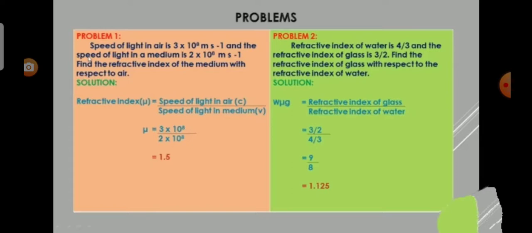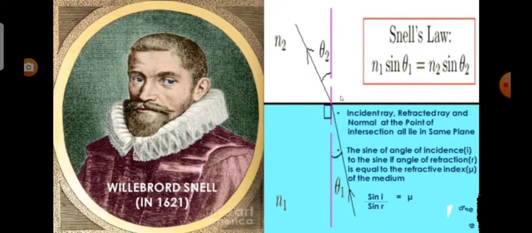So the next problem: the refractive index of water is 4 by 3 and the refractive index of glass is 3 by 2. Now find the refractive index of glass with respect to water. The solution: w mu g equals the refractive index of glass divided by the refractive index of water. So that is equal to 3 by 2 divided by 4 by 3, which equals 9 by 8. So the answer is 1.125.